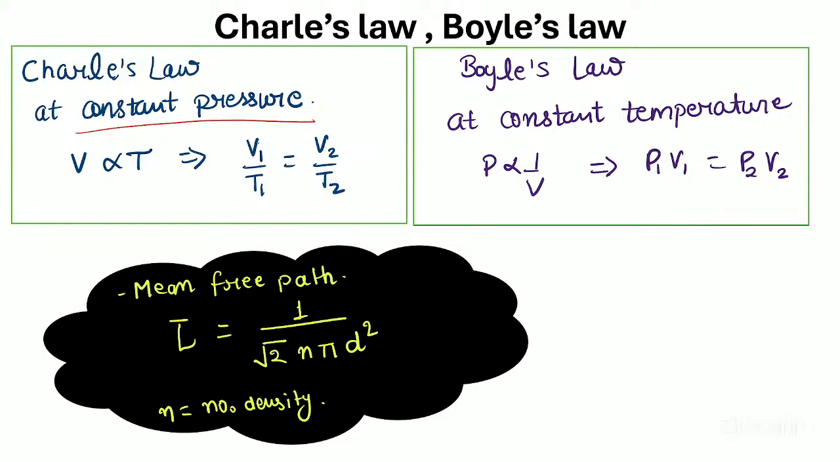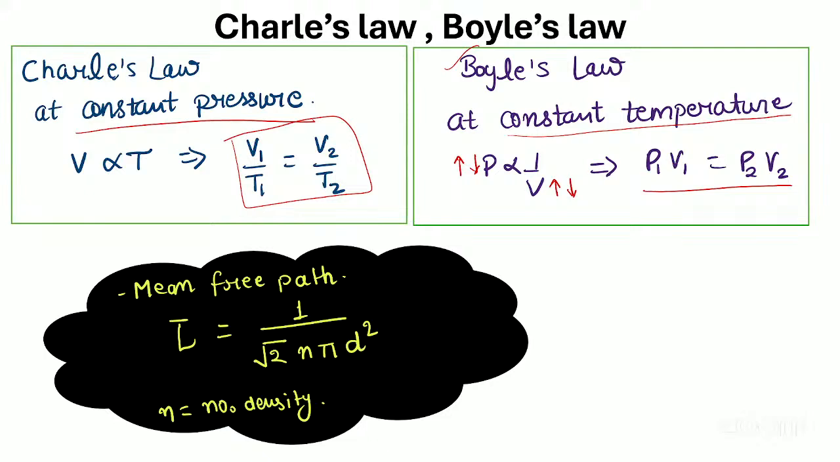Further, we can write it for two processes as V1 by V2 equals T1 by T2. Now, Boyle's law is similar, but here we have to keep the temperature constant. So at constant temperature, pressure is directly proportional to 1 by V. We can say pressure and volume have an inverse relation. As you increase the volume, pressure will decrease, and if you decrease the volume, the pressure will increase. Ultimately, we can also write it like this: P1 V1 equals P2 V2.